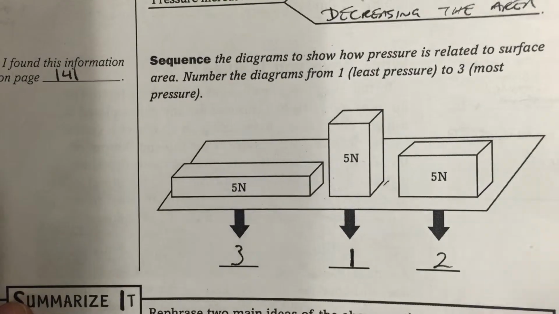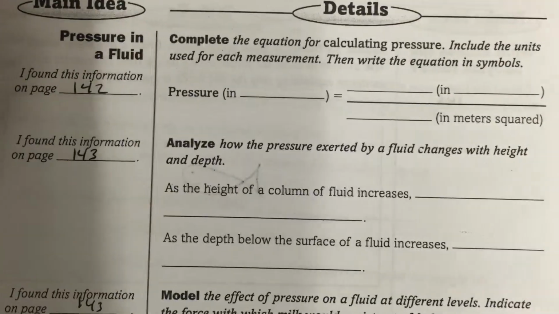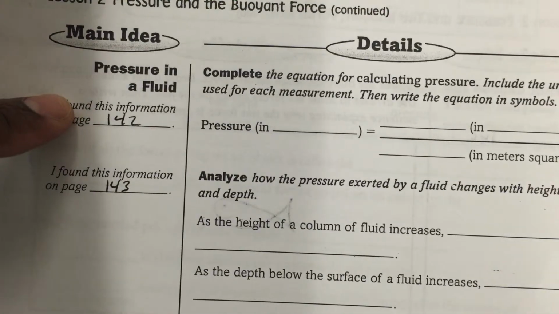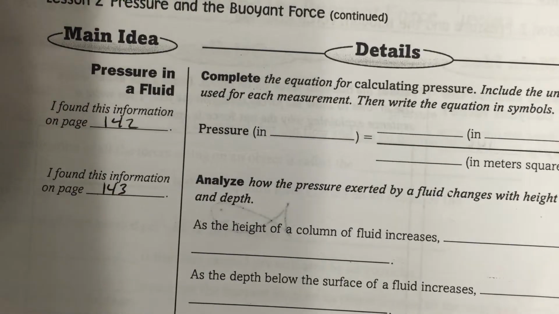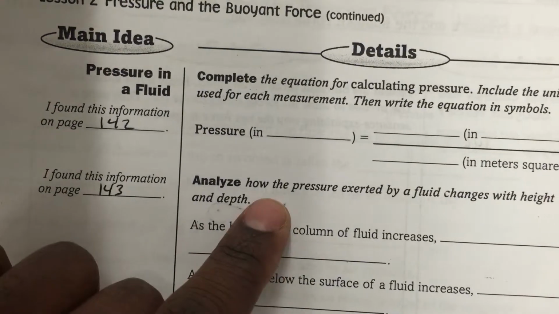All right, let's go over to page 13. You can find this information on page 142. It says complete the equation for calculating pressure, include the units for each measurement, and then write in the symbols. So pressure, there's different units.